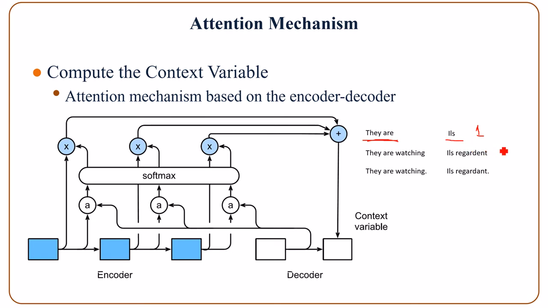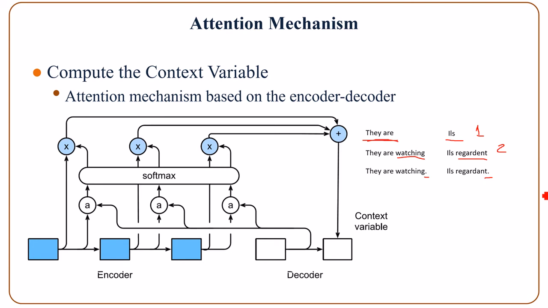Then in the next time step, at time step 2, mainly it should just look at "watching" in order to generate "regard", and eventually it can rely on the period in the input sequence in order to generate a period in the output sequence. So it looks like the decoder has different attentions at different time steps in the input sequence. And this is the source of the attention mechanism.